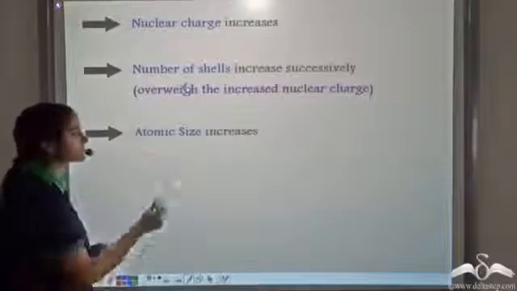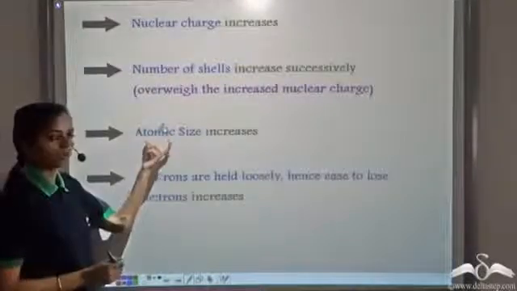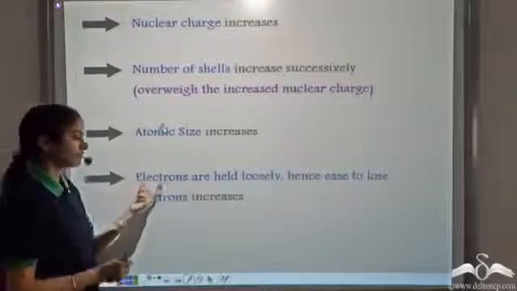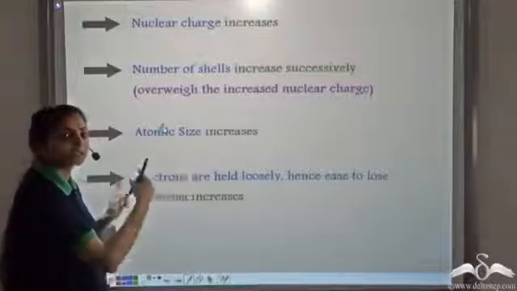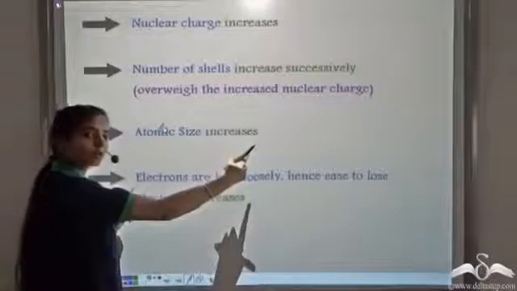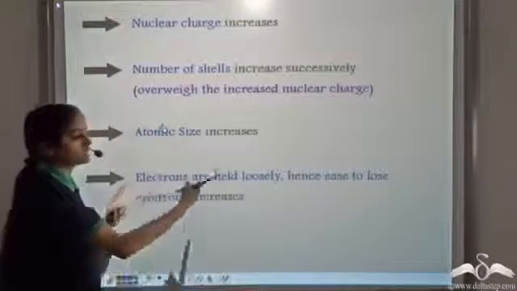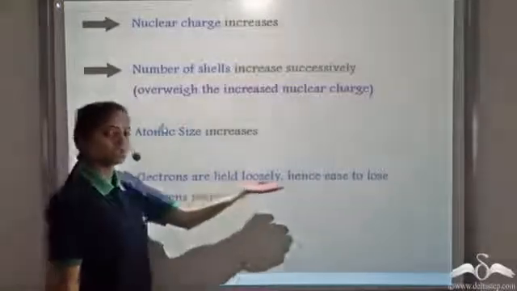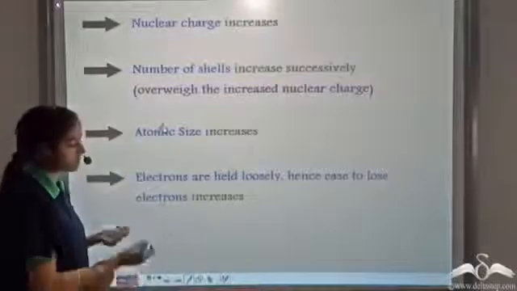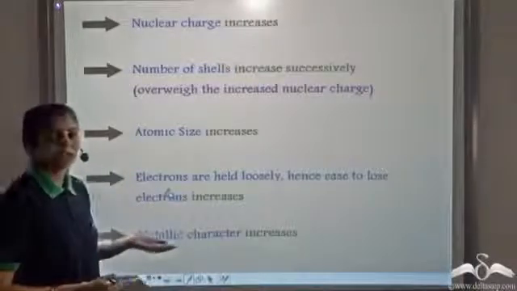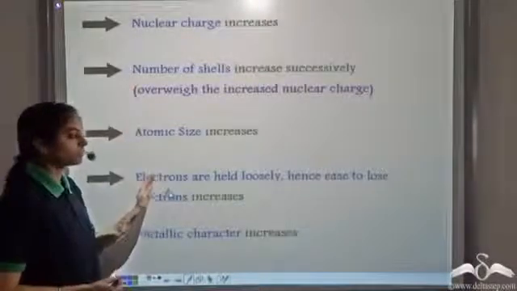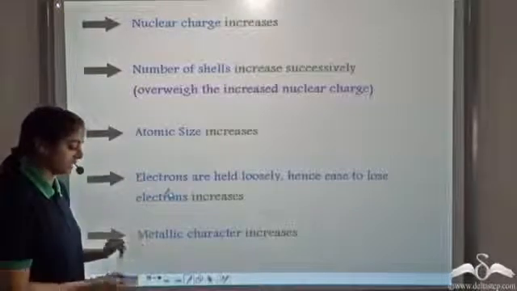This increase in atomic size leads to the fact that the electrons are held loosely because the distance between the nucleus and the outermost shell increases. Hence, the ease to remove them or to lose the electrons also increases, and so the metallic character from top to bottom in a group increases.